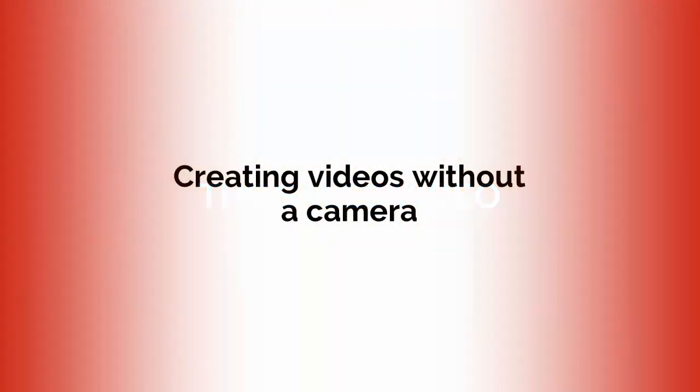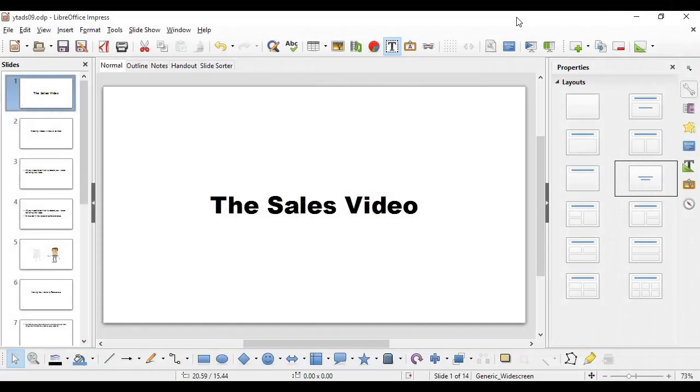But if all that sounds like hard work, you can make videos without a camera. This video was made without a camera. One option here is to create a slideshow in PowerPoint and save this as a video file. If you don't have PowerPoint on your computer, then OpenOffice or LibreOffice Impress is a good substitute and you can get it for free. And I'll let you into a little secret. I'm using LibreOffice Impress to make the graphic slides for these videos.